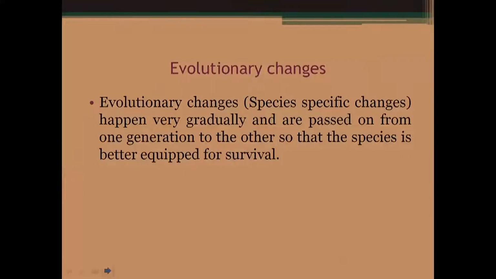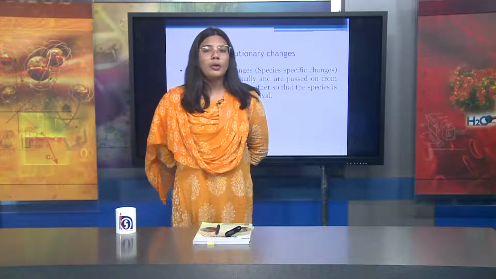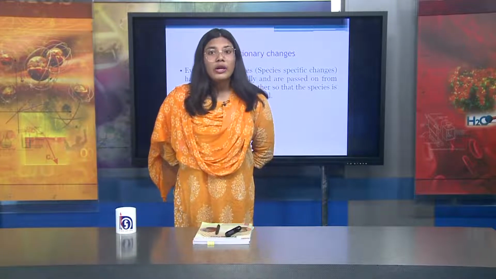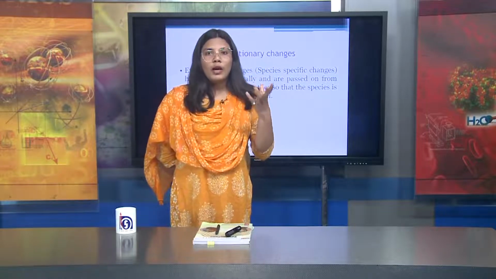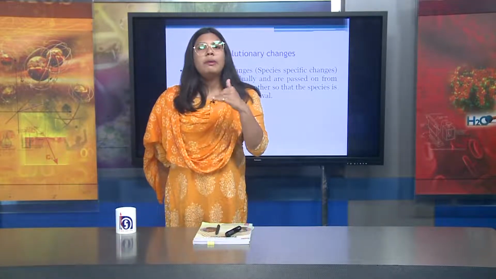So now we are going to talk about evolutionary changes. Evolutionary changes, species specific changes होते हैं ये, happen very gradually and are passed on from one generation to the other so that the species is better equipped for survival. We must have studied the theory of Darwin, which is survival of the fittest. So survival of the fittest talks a lot about evolutionary changes. If something is useful to a species in their survival, that skill or that particular biological change or biological experience will be given to the coming up generations. It will be passed on basically.